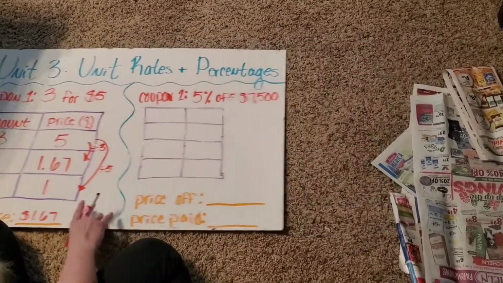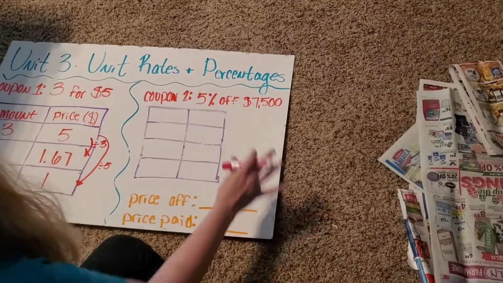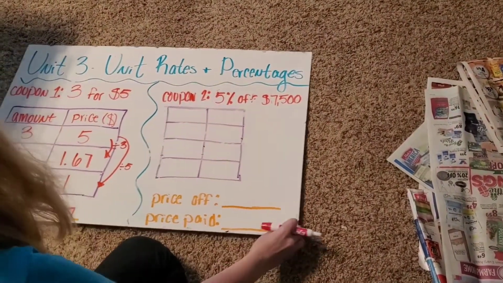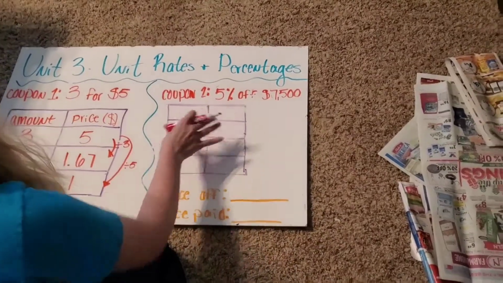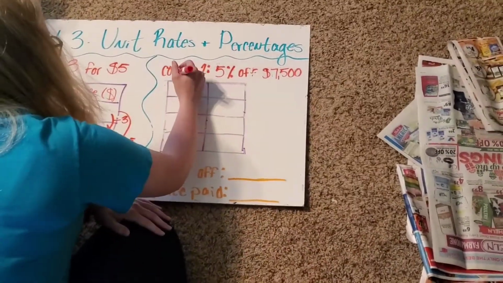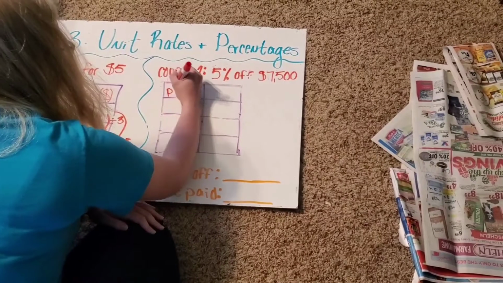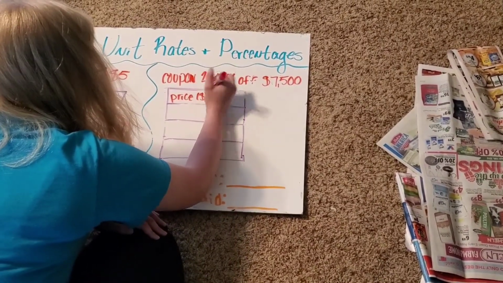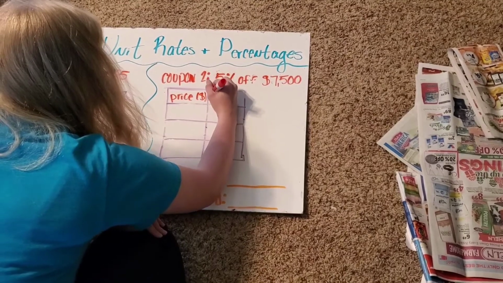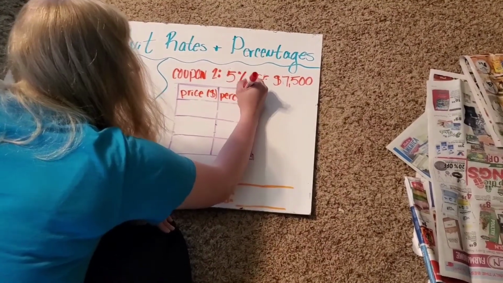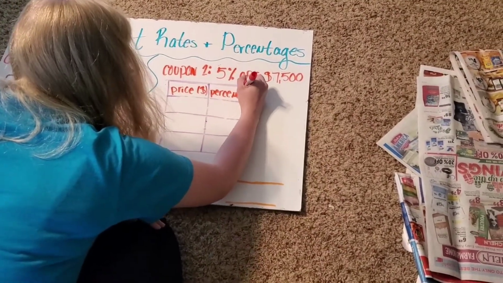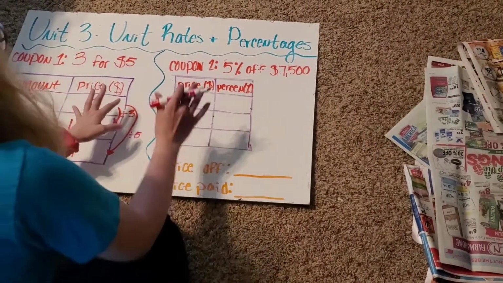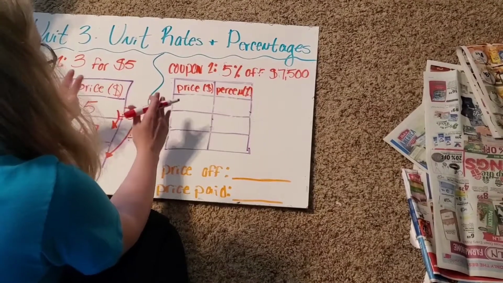Okay, so for our percentage coupon, there's going to be a little bit more work. So we're still going to start by setting up our table. So this is actually going to be the price. And then the other side is going to be percent. Okay. So we are given a percent and we're given a number.